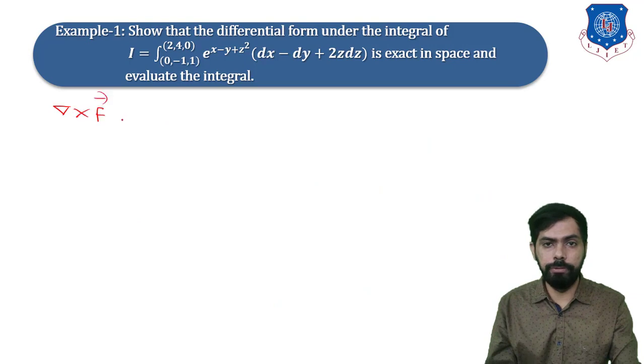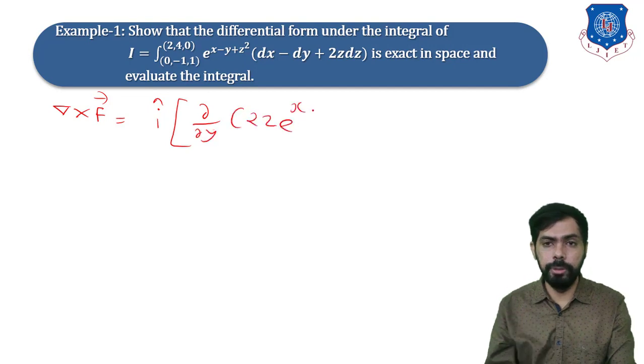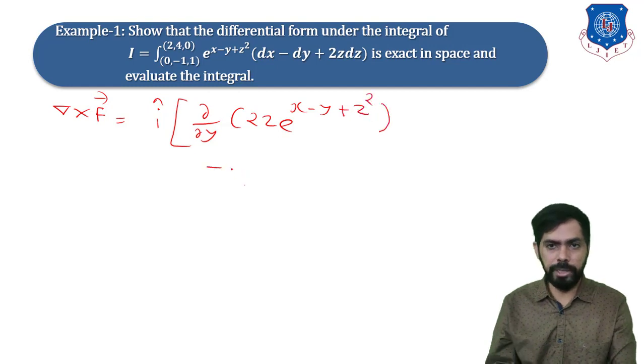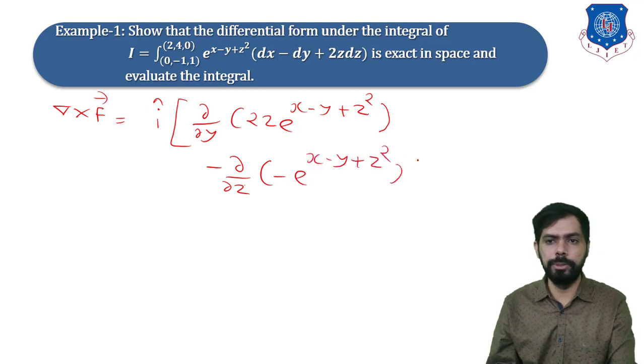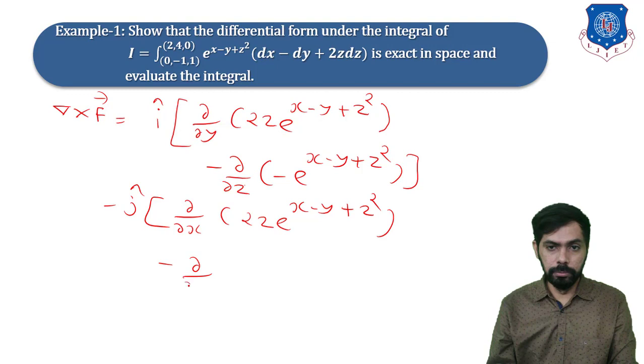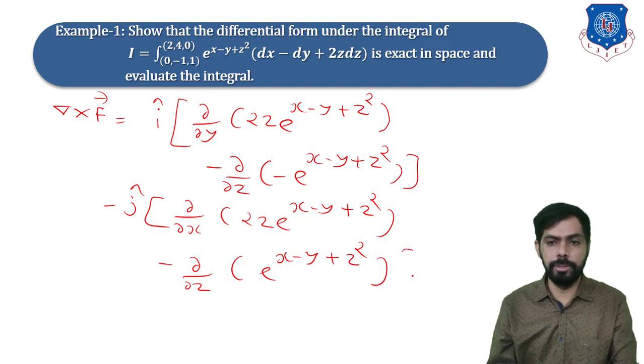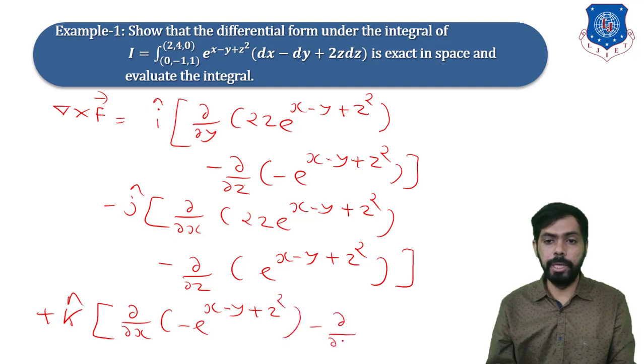Curl of f is equal to i cap in bracket del by del y of 2z e raised to x minus y plus z square minus del by del z of minus e raised to x minus y plus z square, minus j cap del by del x of 2z e raised to x minus y plus z square minus del by del z of e raised to x minus y plus z square, plus k cap del by del x of minus e raised to x minus y plus z square minus del by del y of e raised to x minus y plus z square.